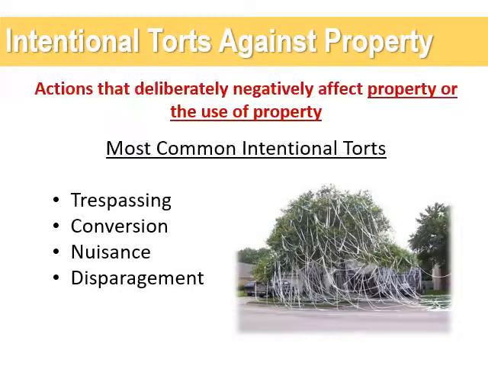In our previous lesson, we talked about intentional torts against people. In this lesson, we're still looking at intentional torts, but instead of being committed against people, now they're going to be committed against property. These types of torts are actions that deliberately negatively affect property or the use of property. The most common ones that we're going to look at are trespassing, conversion, nuisance, and disparagement.